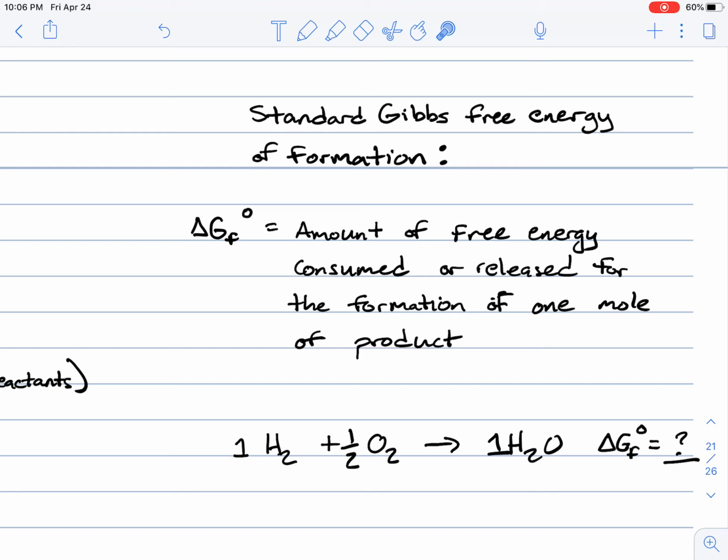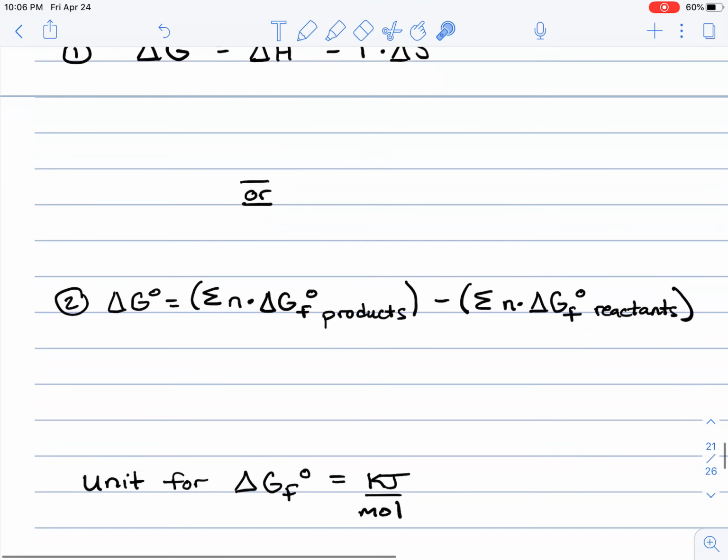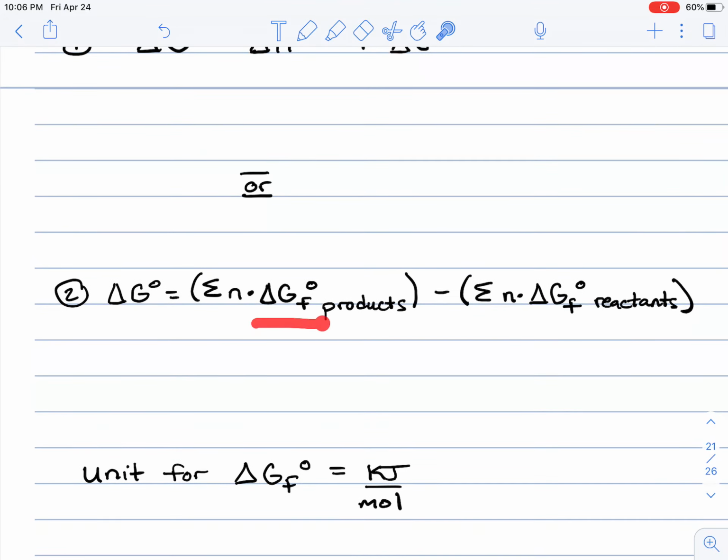So it's very similar to delta H f, the standard heat of formation. And in terms of units, the standard Gibbs free energy of formation is going to be in kilojoules per mole. Since we always want it on a per mole basis because we're trying to create 1 mole of the product, it makes sense for the mole to be in the denominator.